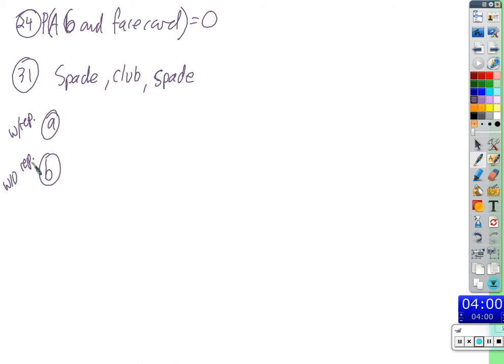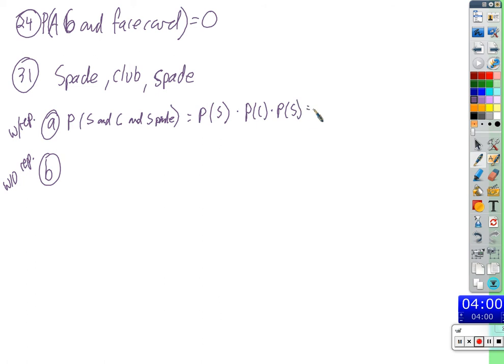Okay. So the probability of a spade and a club and then a spade. Since we're replacing it, they're all independent, so we just take the probability of each of those things happening on a single card draw and multiply together. The probability of a spade times the probability of a club times the probability of a spade.